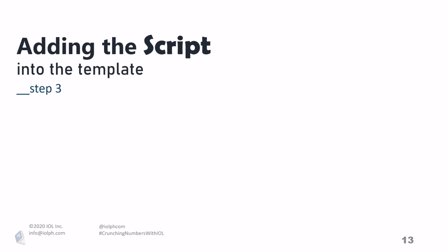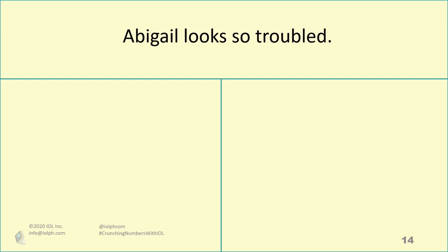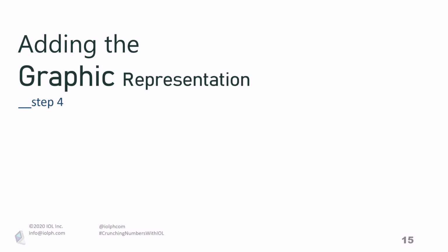In adding the script, let's try to use the template I have shown you a while ago. Here, we have divided the template into 3 parts. You might want to place a part of your script here, on the uppermost portion. It may be a sentence, or just a word or a phrase. So, for example, in the scene where Abigail looks so troubled, let's place the script here. There you go. The fourth step is to add a graphic representation.